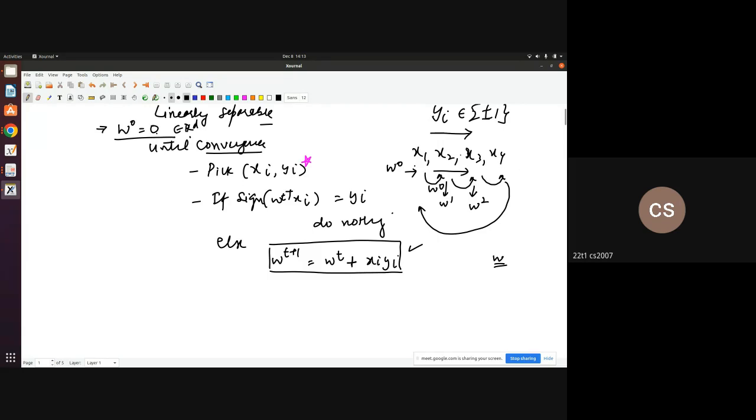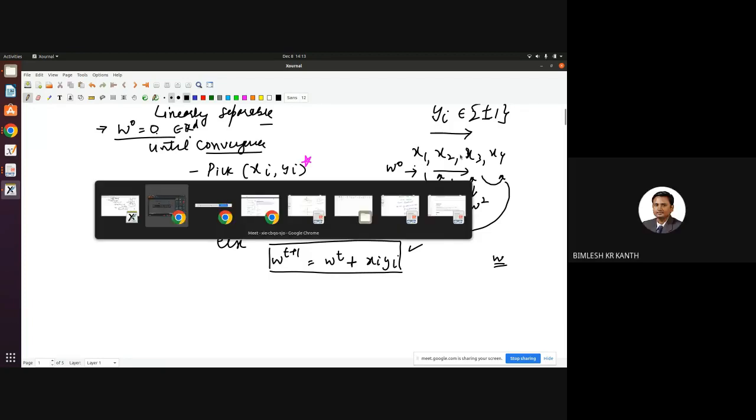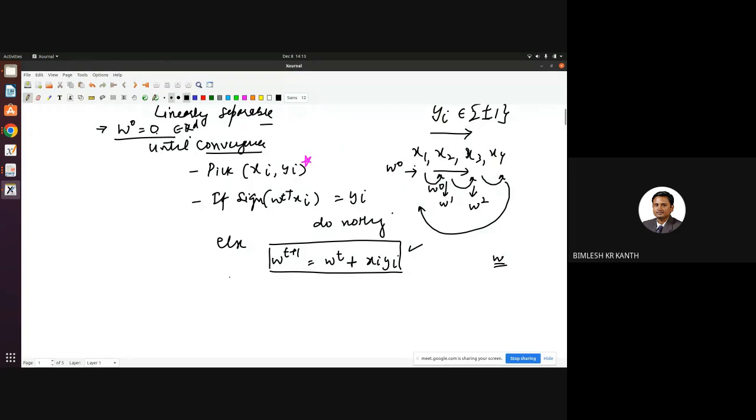Any doubt till this point? Yes, one thing. Suppose after the first pass, we came to a particular weight vector. Then again, we are checking with every data point.